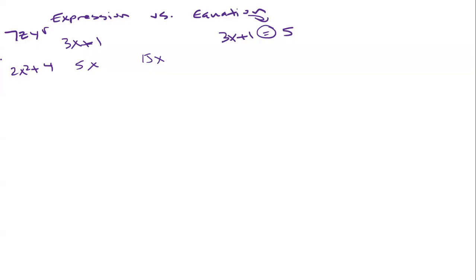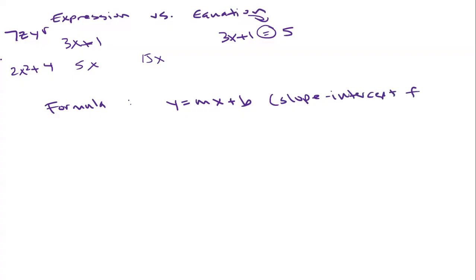Again, the difference between an expression and an equation is when you put an equal sign there, that is an equation. That means you solve for something, you solve for that variable. And then the other vocabulary here are formulas. As you know in math, there are many types of formulas, and probably the most famous one is y equals mx plus b, which is the slope intercept form.